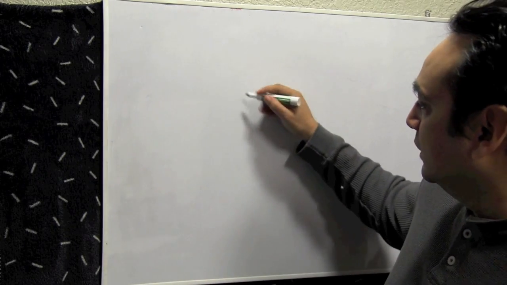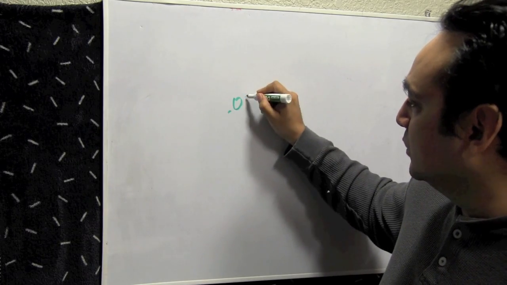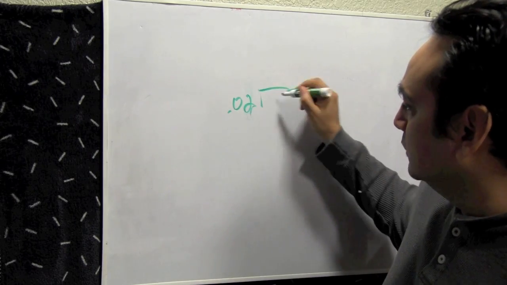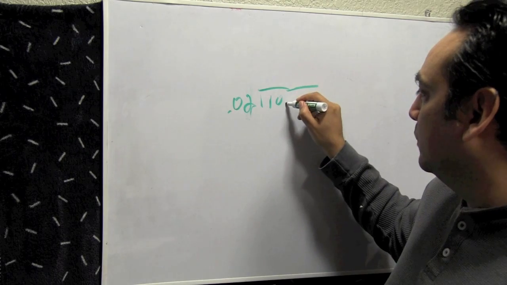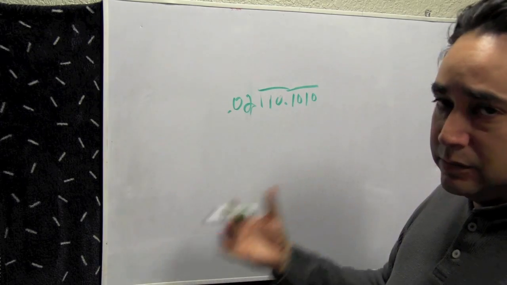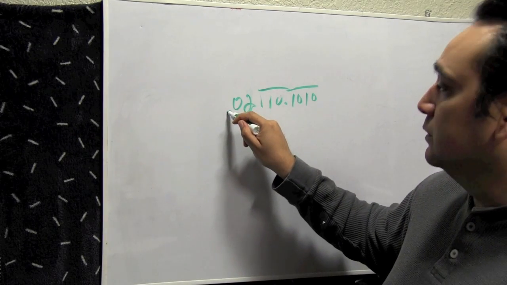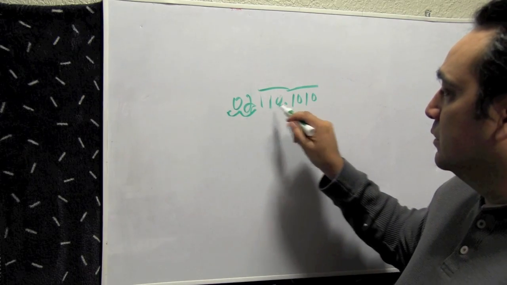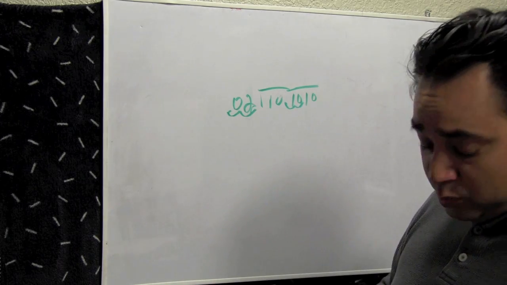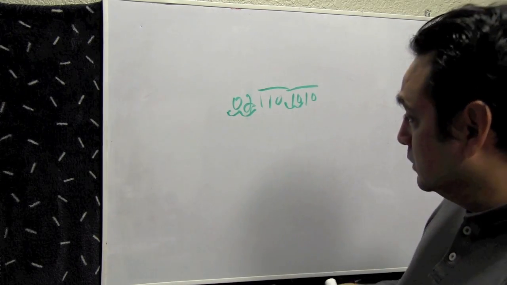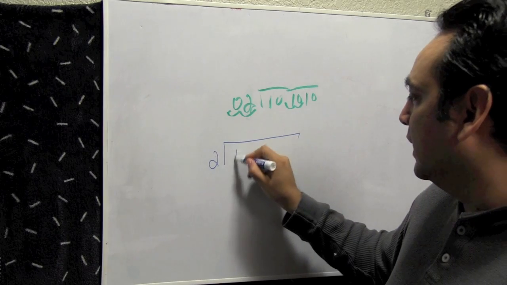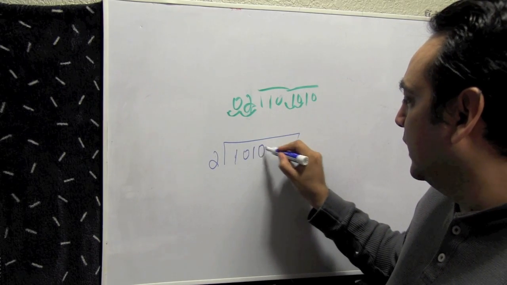Here we have another one, 0.02 divided by 10.10. So again, what we're gonna do is move the decimal over 2 times. Over here, move the decimal over 2 times. 1, 2. So we rewrite it. 0.2 is 2 divided by 10.10.